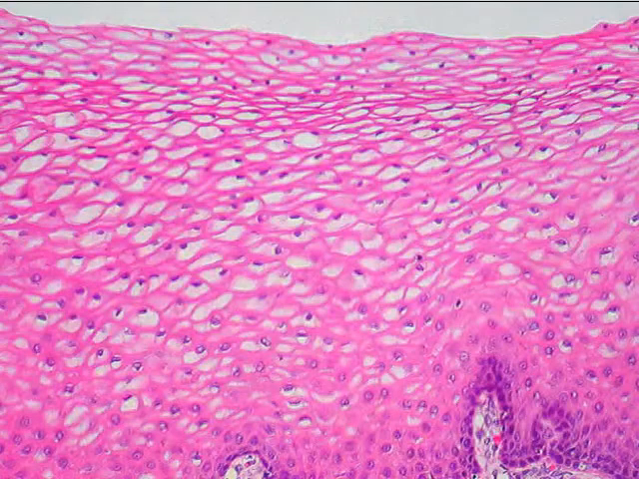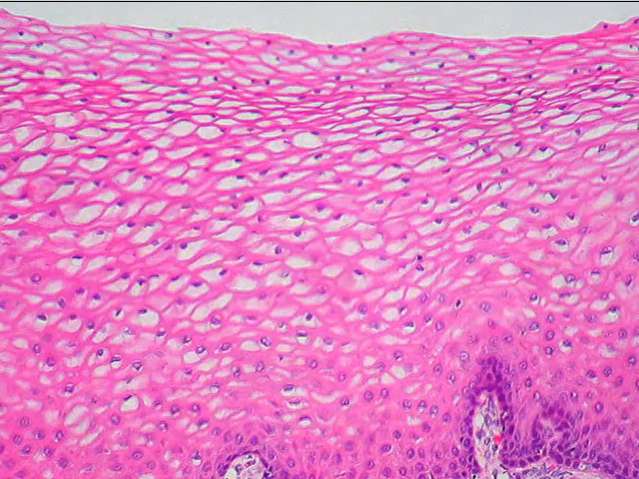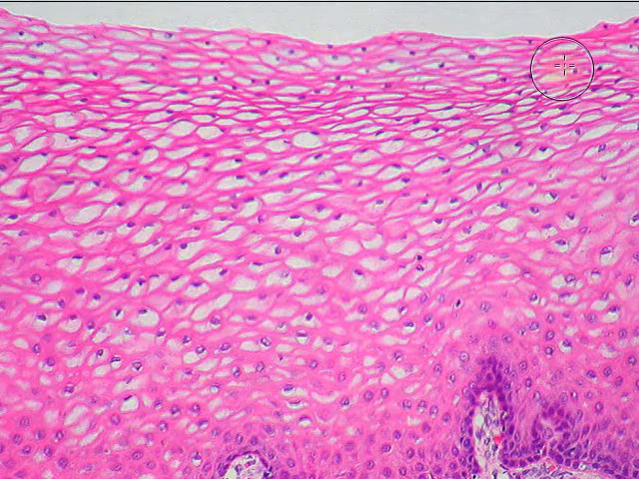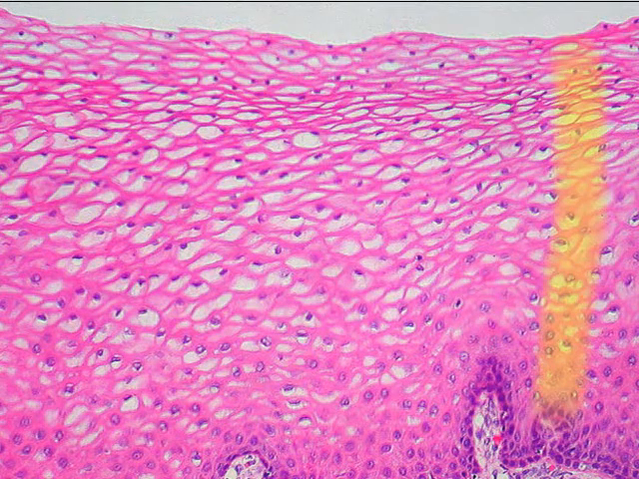Here's another view of stratified squamous epithelium, but in this case found in thick skin, such as the palms of the hand and the soles of the feet, where we have many, many more layers of stratified squamous tissue offering even tougher protection against friction.